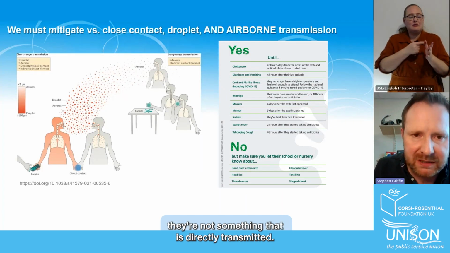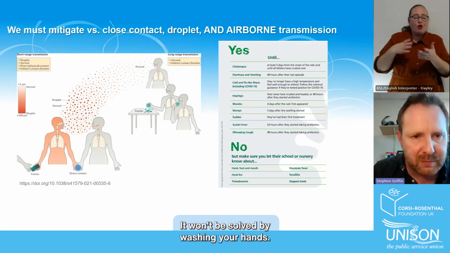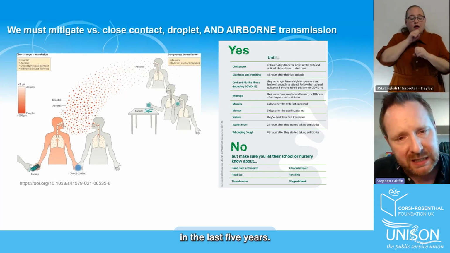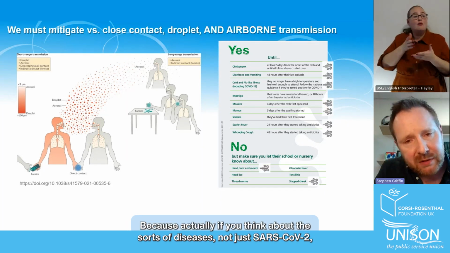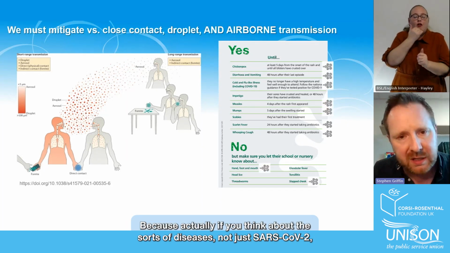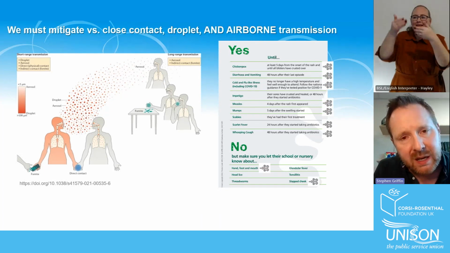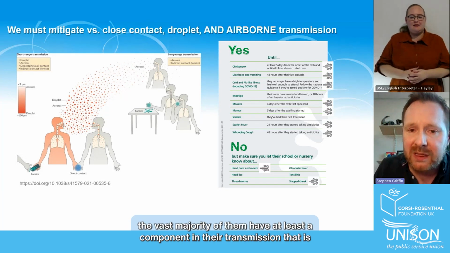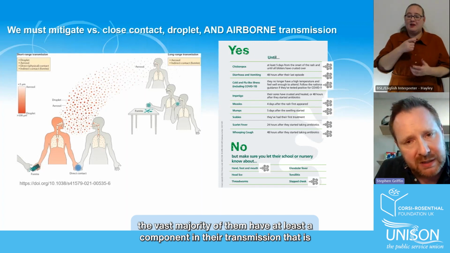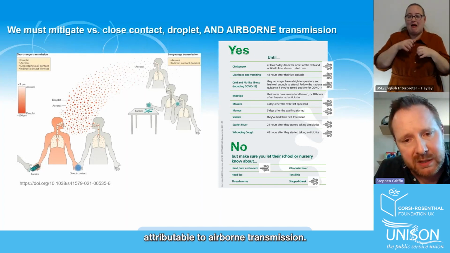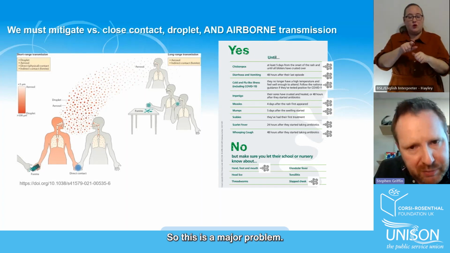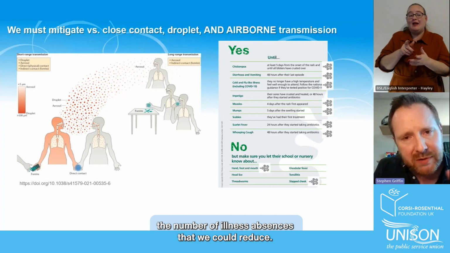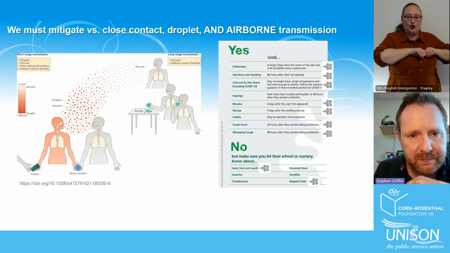They're not something that is directly transmitted. It won't be solved by washing your hands. It won't be solved by the enormous mountain of perspex that we seem to waste in the last 5 years. Because actually, if you think about the sorts of diseases, not just SARS-CoV-2 or the main ones that I talked to you about, this list of diseases that the UKHSA say it's okay to come back to school with, the vast majority of them have at least a component in their transmission that is attributable to airborne transmission. So this is a major problem. And you can imagine that by reducing that transmission, the number of illness absences that we could reduce.